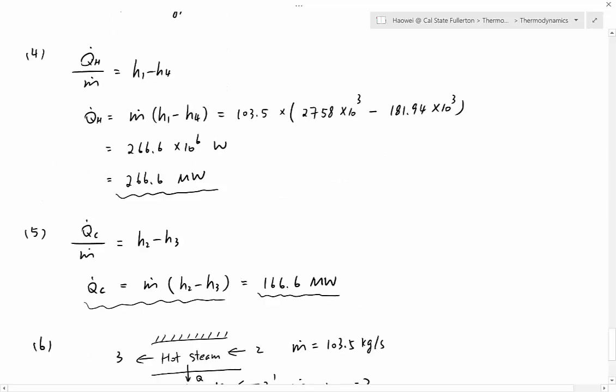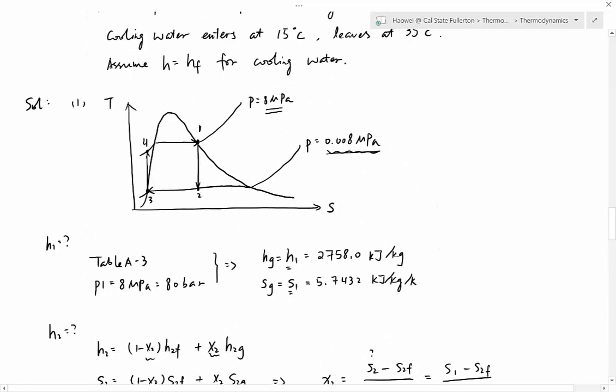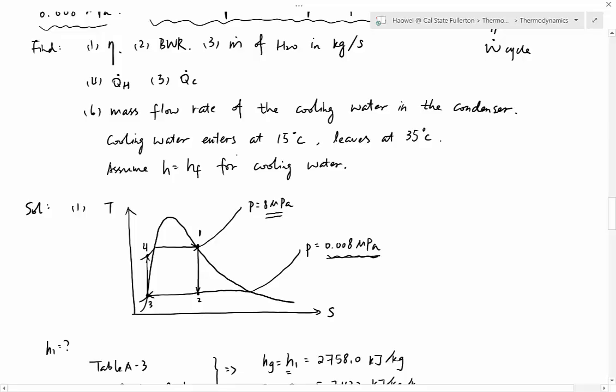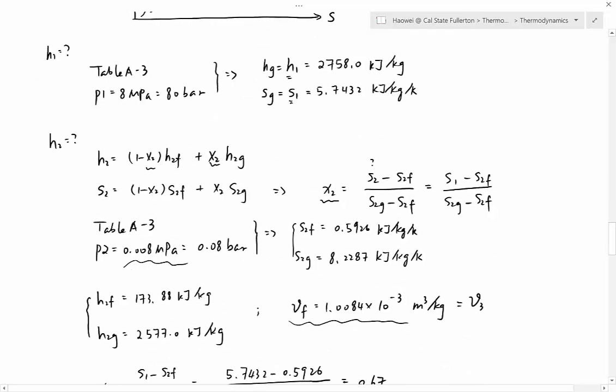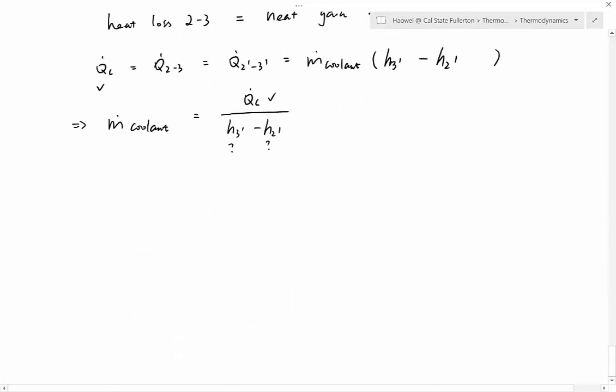How do we look for those? Let's take a look. The problem says cooling water enters at 15 Celsius, so that is T2 prime. It leaves at 35 Celsius, and that will be T3 prime. We also know H is equal to HF for cooling water. So we start from the temperature, for example 15 Celsius, and look for the corresponding HF, and that HF will be my H2 prime, and then repeat for H3 prime, but at 35 Celsius. If you start from temperature, you should go to table A2.